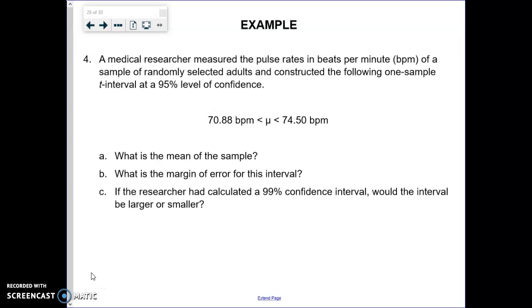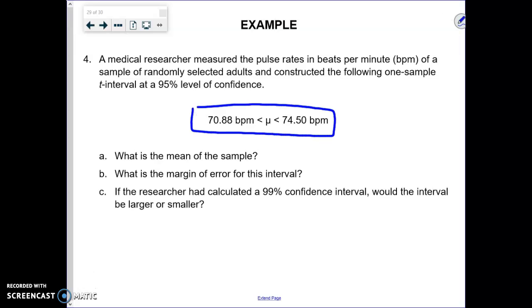Okay, ladies and gentlemen, here's our last example. So go ahead and read through this, if you would please. Okay, so in this problem, what they're telling you is they've already given you the 95% confidence interval. That's what this is right here.